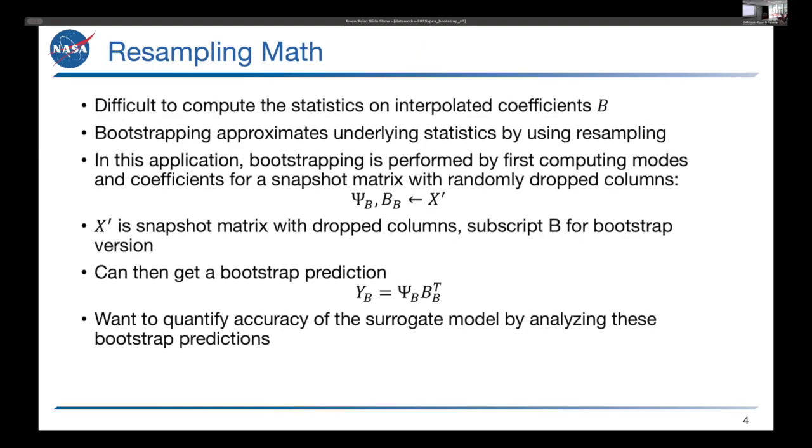So the problem is it's very difficult to compute the statistics on the interpolated coefficients B. So we've looked at bootstrapping to approximate those underlying statistics. So we're going to be using resampling. In this application, we take our snapshot matrix X and we just drop different columns. We get X prime, and we go through the process again, and we get our subscript versions Psi sub B and B sub B. Then we get our bootstrap prediction, Y sub B. And we want to quantify the accuracy of the surrogate model by analyzing these bootstrap predictions.